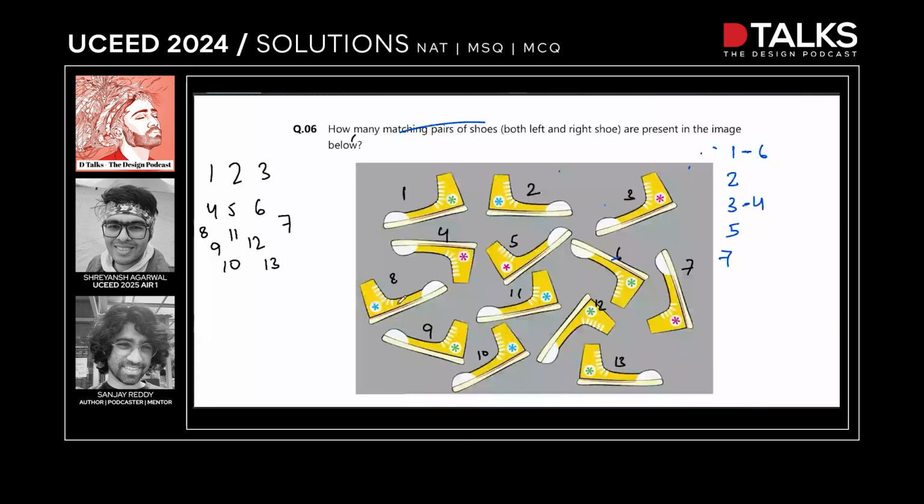Eight matches with two, but it is not a mirror image, which means it's the same side of the shoe. So that means eight goes in a different pile. Either both are right or both are left. Nine does not match with seven, does not match with five, does not match with two. So nine is a different class. 10, does it match with 8?